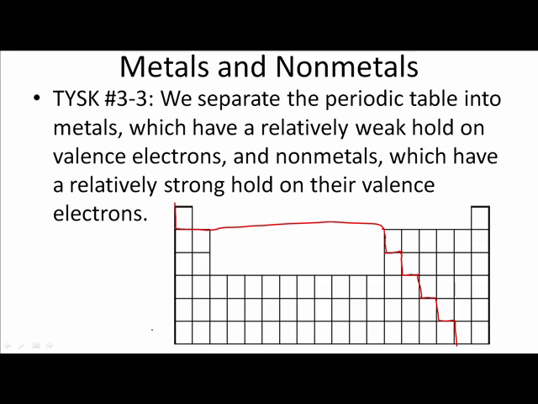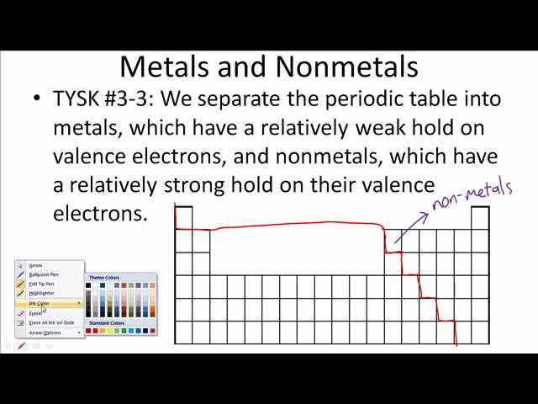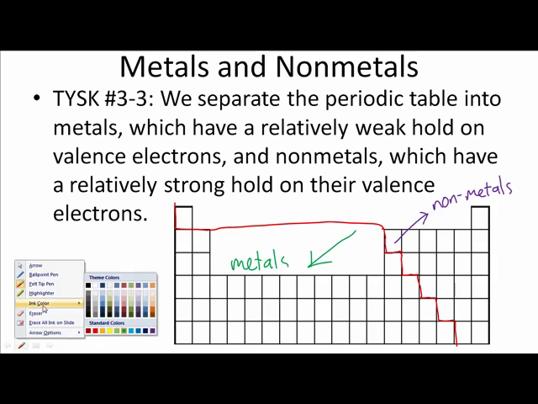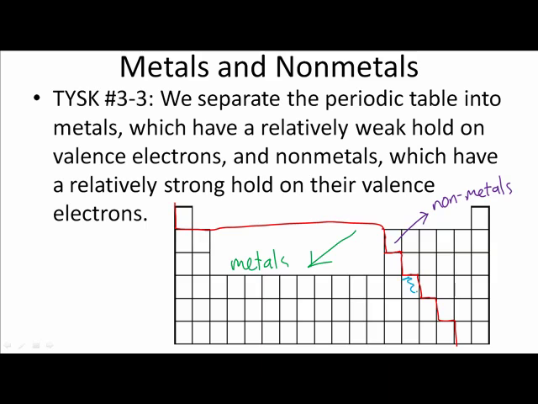So everything over here will be nonmetals. Everything down here would be metal. And then the elements along the border, those are sometimes called the metalloids or the semi-metals. So right along that border, we have metalloids, which basically means they're kind of metals, but they're kind of not, depending on which way you look at it.